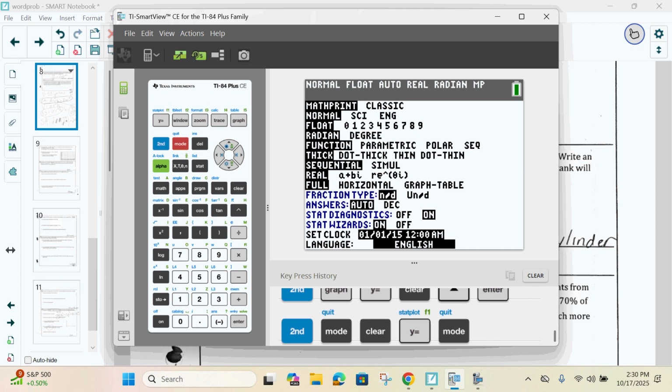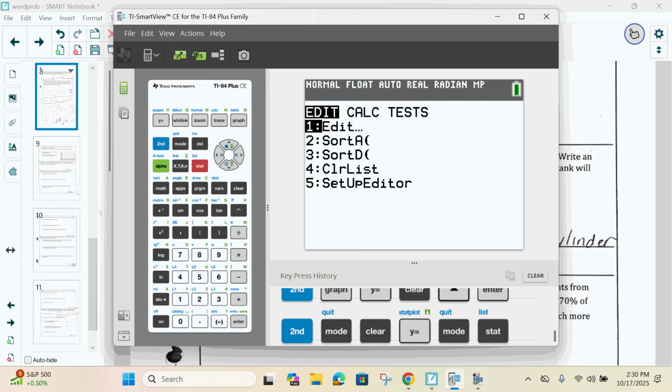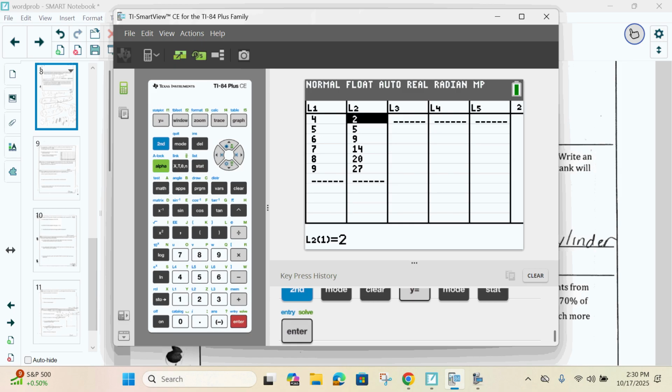Okay, so let's make sure your data is still in there. I have some notes over here from last class, so if you need to take a picture of this later or write it down, that's what you're going to do. To put your info in, we're going stat, edit. You can see in the other class, we also did it for a nonagon, 9 sides. So go add that last piece. Add 9 in there. So you go in 4, 5, 6, 7, 8, 9, and then you go in 2, 5, 9, 14, 20, and 27.